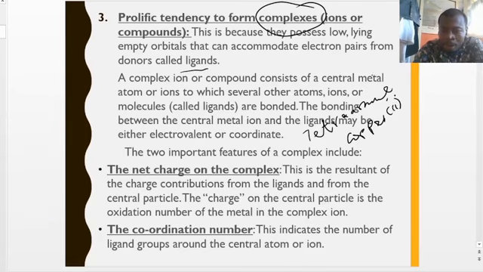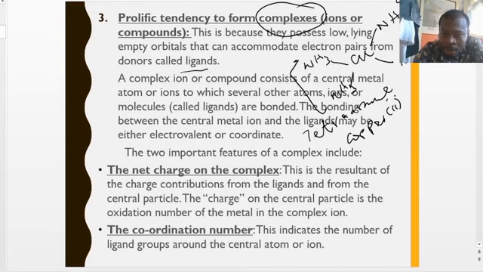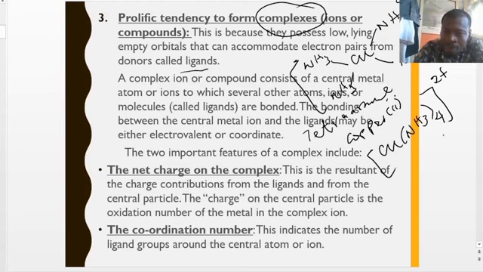So the tetraamminecopper(II) ion is drawn this way, Cu with 4 different amine groups, NH3, NH3, NH3, and NH3, with a charge of 2 plus, like this. So it can be written as Cu(NH3)4 with a charge of 2 plus. This is called the tetraamminecopper(II) ion. Now you can see all these ammonia attached are regarded as the ligands. So the NH3 here, NH3 here, NH3 and NH3, they are known as the ligands.